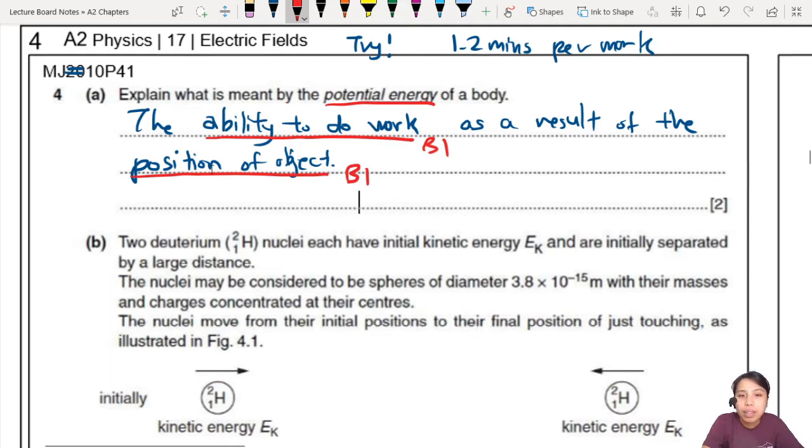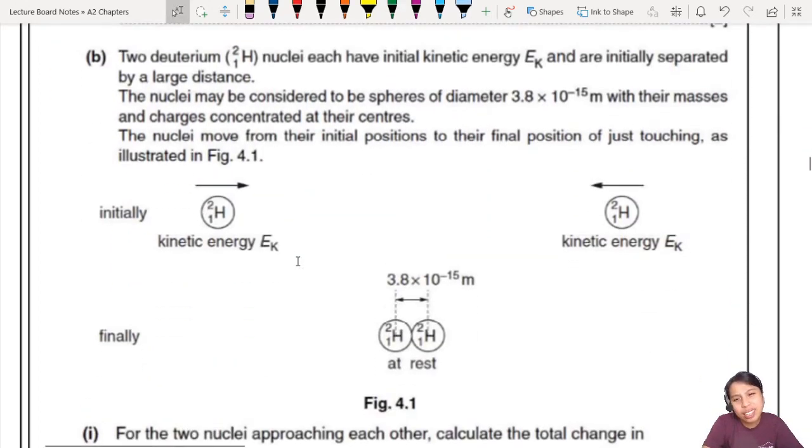Okay, next. This is where we come to an interesting one. It looks kind of like momentum, collision. Does this look familiar to you? So you have 2 deuterium nuclei, 2-1, kinetic energy. They are very far apart. When you see these terms, large distance, ring some bells. Large distance means potential energy is pretty much 0. Okay, assume it's like infinity. So electric potential is kind of 0 or negligible.